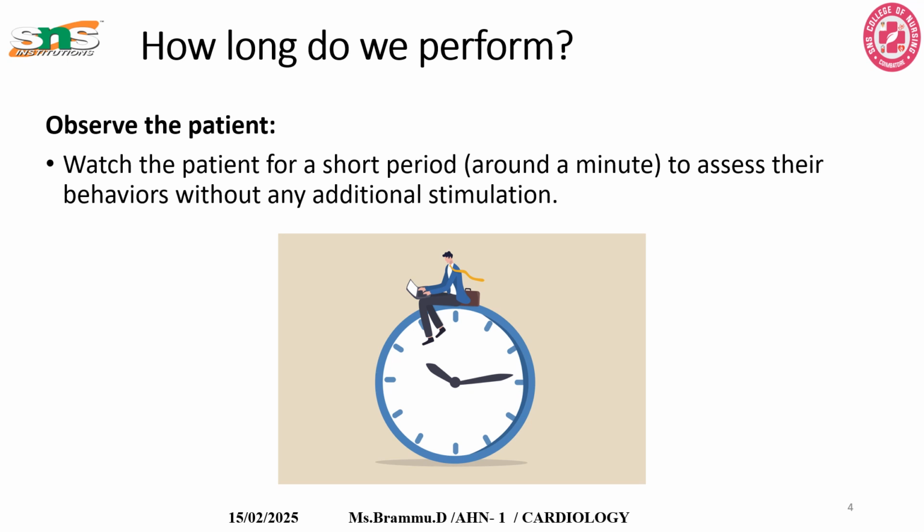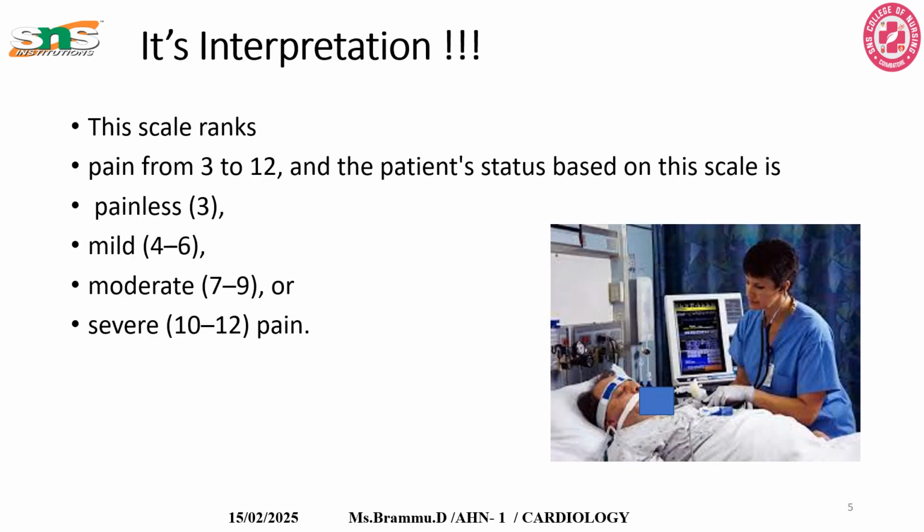So how long are we going to perform this? It is going to be done around a minute to assess the behavior, and this is to be done without any further stimulation to the patient. So how do we interpret? The scale ranks, as I told you earlier, from 3 to 12, where 3 indicates that the patient is in either very mild pain or painless. 4 to 6 is a score of mild pain, 7 to 9 moderate pain, and 10 to 12 is very intolerable pain.